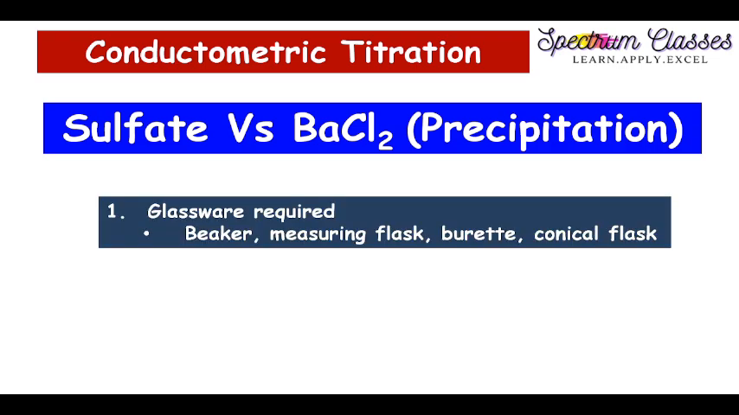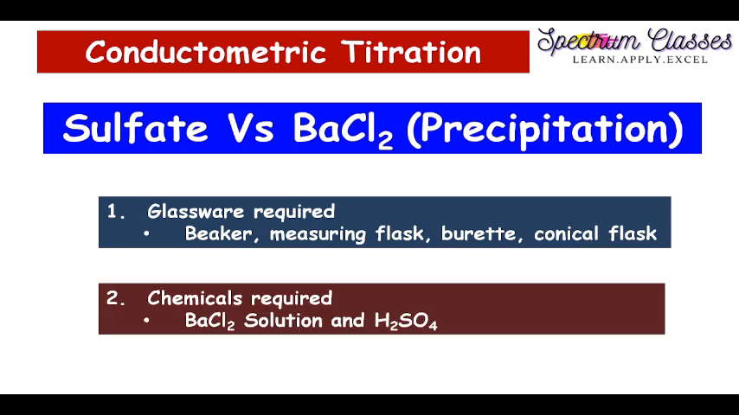The glasswares required for this titration are beaker, measuring flask, burette, conical flask, and conductivity bridge. The chemicals required are barium chloride solution, and I have taken H2SO4 solution for this particular titration, but instead of H2SO4 you can use sodium sulfate or magnesium sulfate or any other sulfate which is soluble in water.